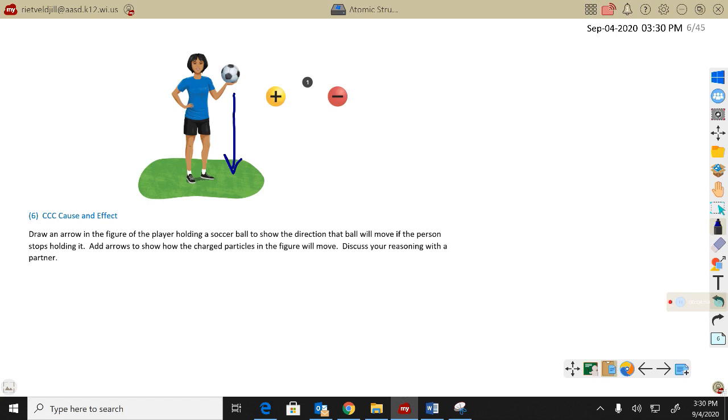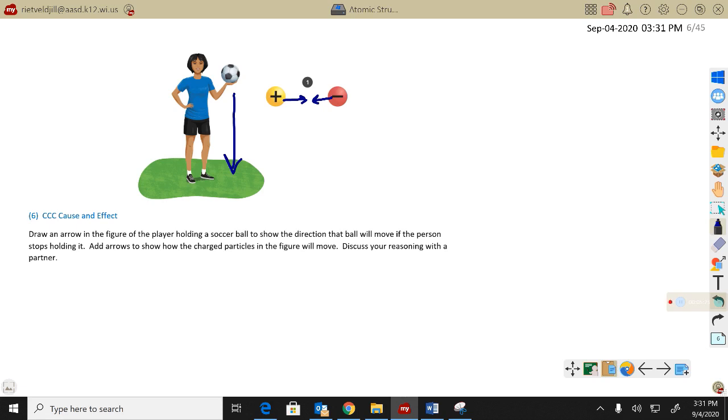And so here, if I've got these particles that are oppositely charged, draw arrows to show how the charged particles in the figure will move. I don't know, maybe I do something that brings them together. Opposites attract. So if I have oppositely charged particles, that's where the interaction will take place. That would be a favorable interaction.